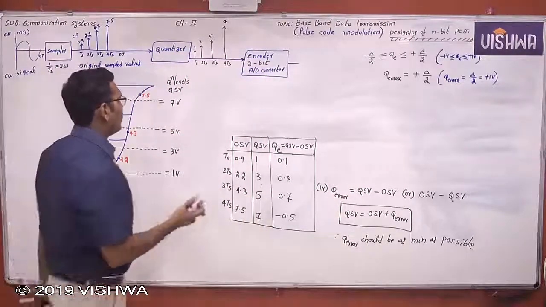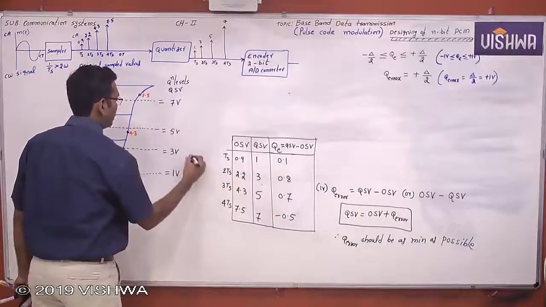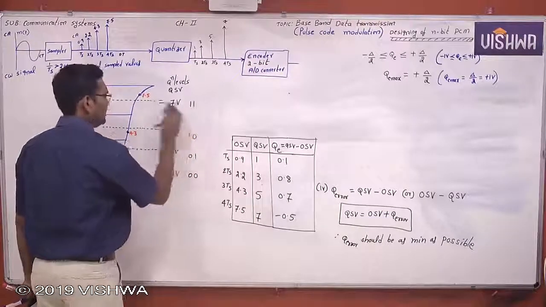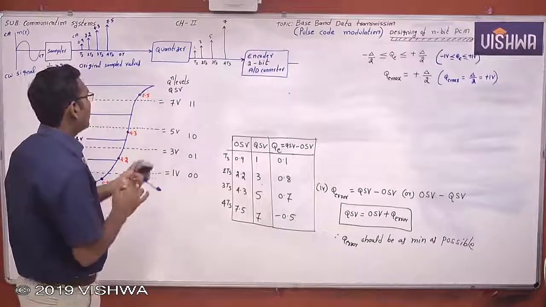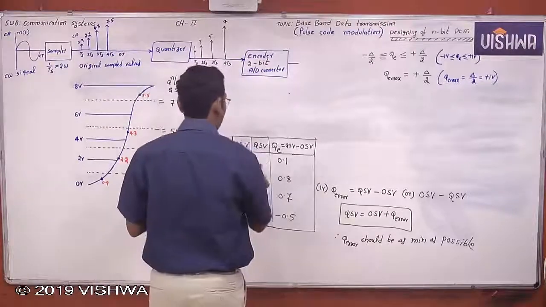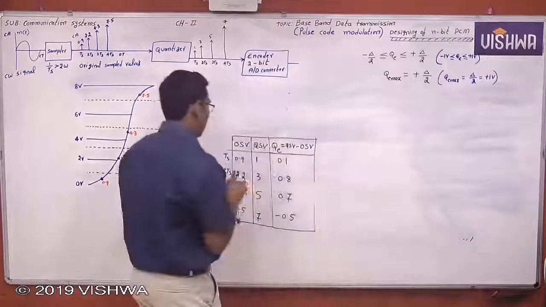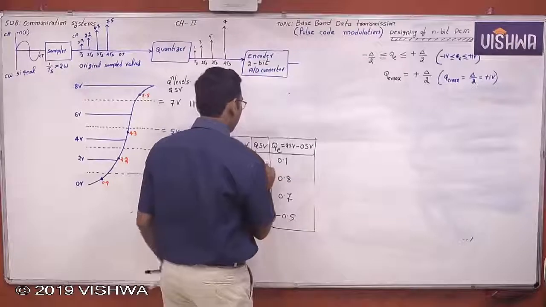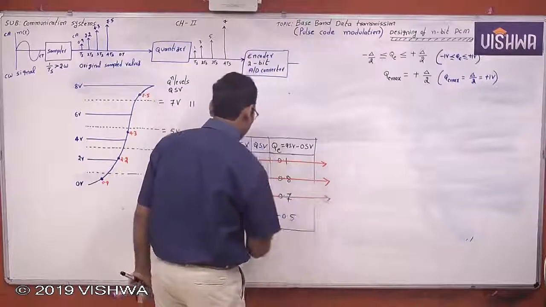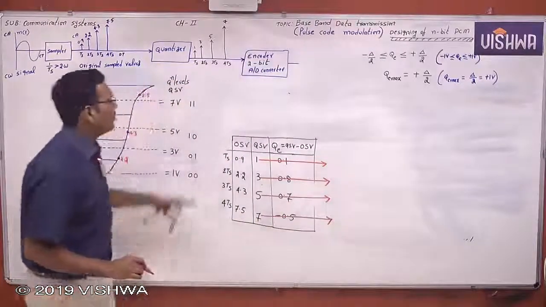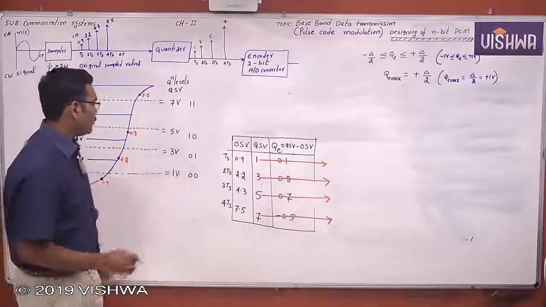Once the quantization process is completed, it is very simple. Now each quantization level is encoded into 2 bits. This is just for example. For example, each quantization level, see here. This is quantization level 1, which is encoded into 2 bits. 3 is encoded into 2 bits, 5 is encoded into 2 bits, 7 is encoded into 2 bits, because this is a 2-bit PCM system. Each quantization level is encoded into 2 bits.